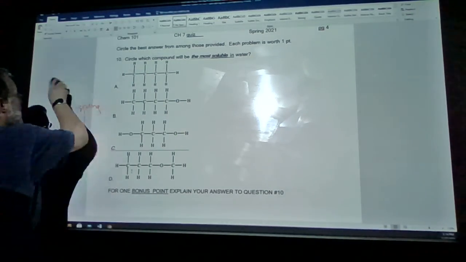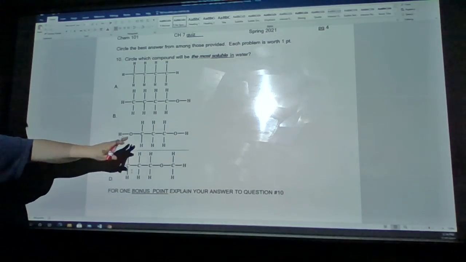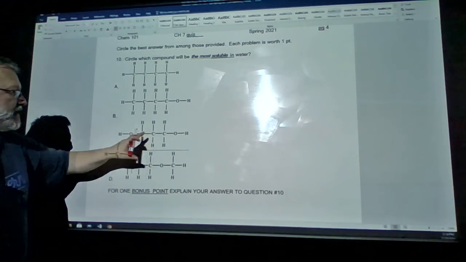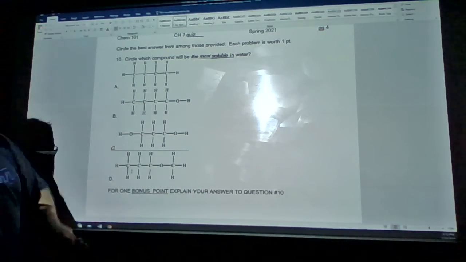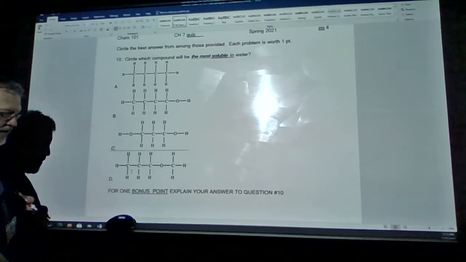And for the bonus point, the question was which one was most soluble in water? That would be C. Why? Because we have two sites of hydrogen bonding here, where we have only one site for hydrogen bonding there. Therefore, C would be the most soluble in water.